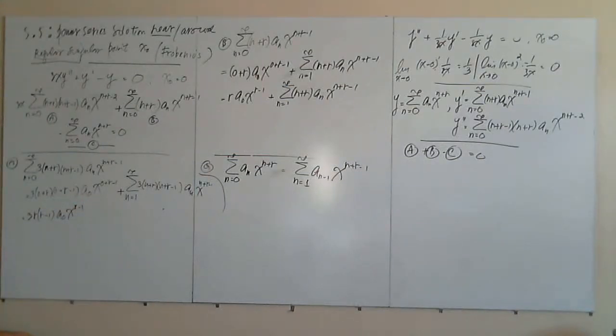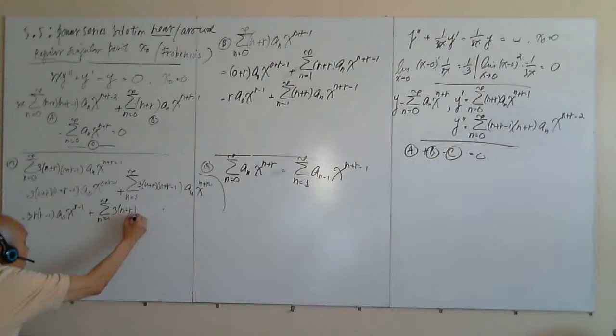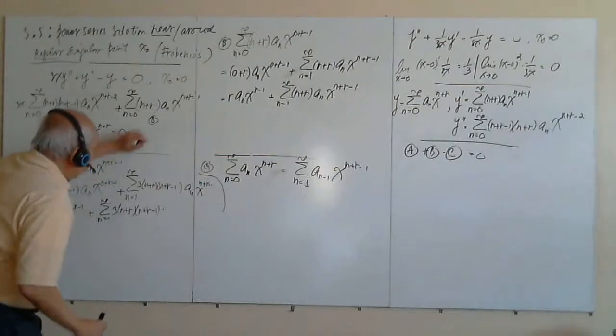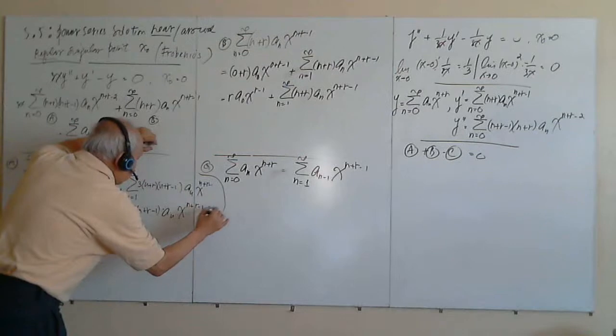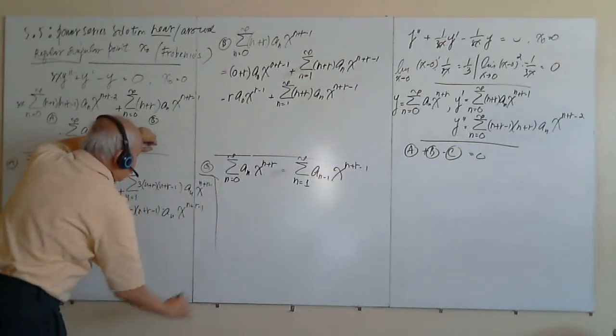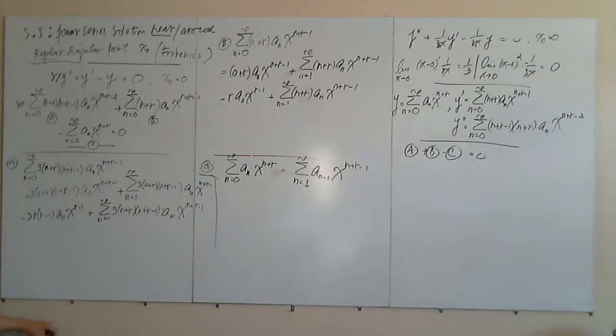Okay, and then plus again here, sigma sum n equal to 1 to infinity. So I do not have to change anything. All I have to do is copy exactly like the one on the previous line. So I got 3 here, n plus r, and then n plus r minus 1, and then a sub n x to the n plus r minus 1. Right. I think so far so good here.